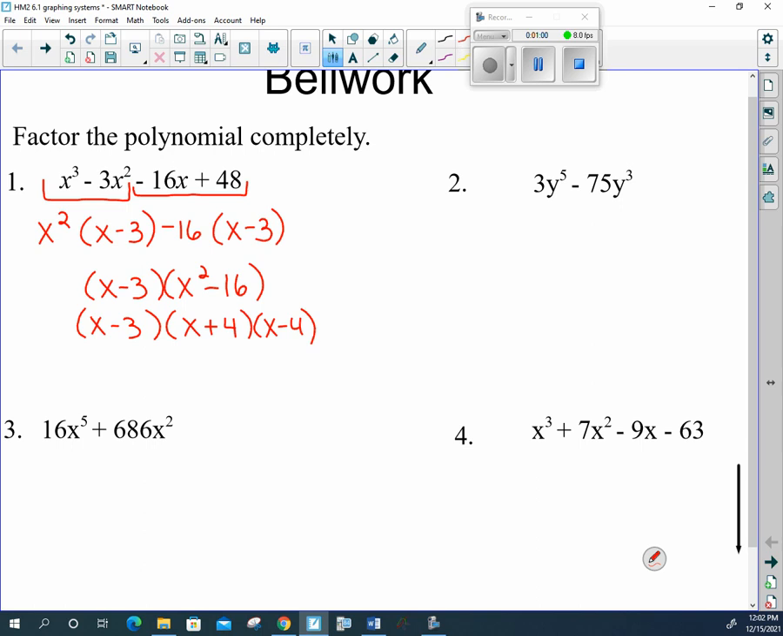Okay, number 2. I'm looking at number 2, and I notice that there's a greatest common factor. They all have variables, so I know y to the third is the greatest common variable. Since y to the third is the end variable here, I know they all have a y to the third, and they both are divisible by 3. So I'm going to factor out 3y to the third. That's going to leave me with y squared subtract 25. So y squared subtract 25, that's going to factor. That's difference of squares, so it's going to go to y plus 5 and y subtract 5.